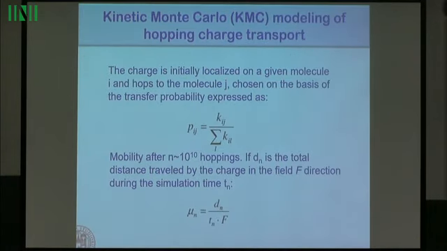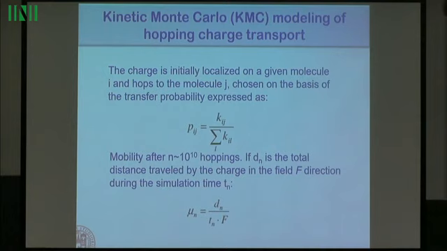Now you could say, okay, if I've got the mobility, the hopping rate between two molecules, how do I calculate the probability that the charge that starts at this side will reach the electrode at the other side? Well, the way it is simulated is relatively simple.